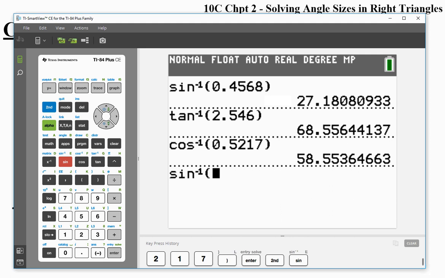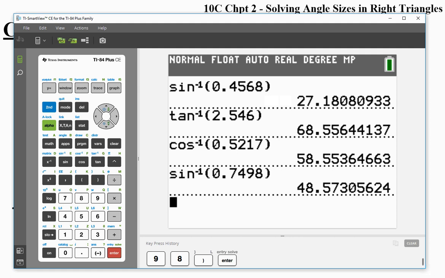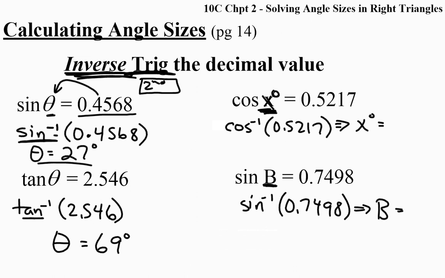Second function sine, angle B, was 0.7498 equals 48.5 or a 49-degree angle. Now, interesting that these all end with 9s. Please don't assume that every answer ends in a 9. That's just a coincidence with these examples.